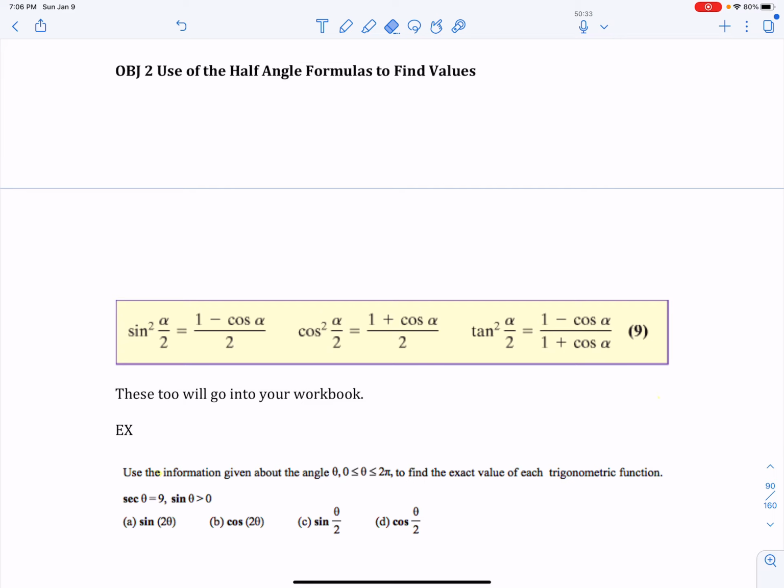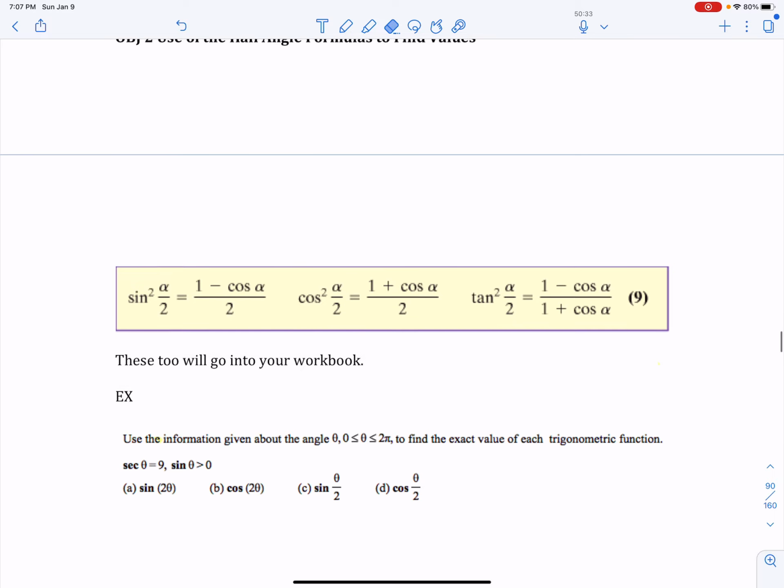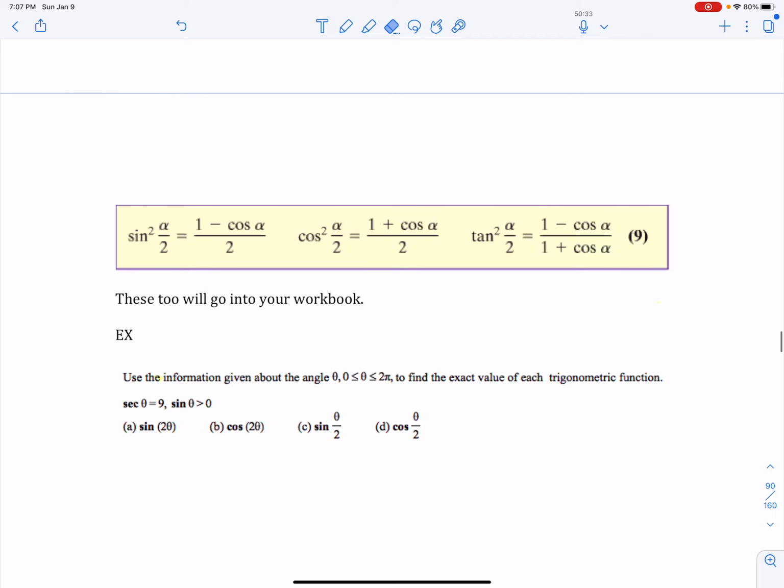Objective 2 is the use of the half-angle formulas to find values. I'm going to rewrite these half-angle formulas for you because we want to get sine isolated. I don't want sine squared, cosine squared, and tangent squared of the half-angle. So in order to do that, I have to take the square root of both sides.